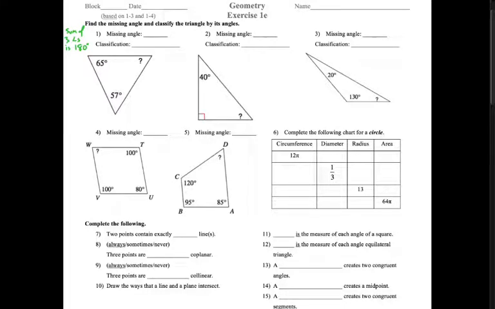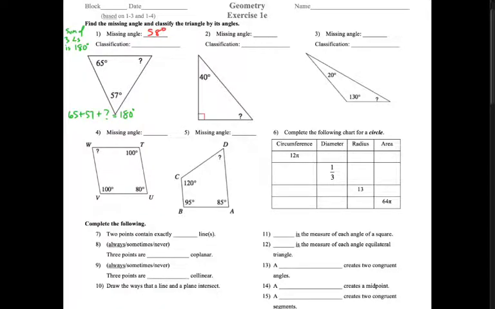All right, let me walk you through these questions that you need to know. What is the missing angle of a triangle? Well, the three angles of the triangle will add up to equal 180 degrees. So 65 plus 57 plus what equals 180? Use a little bit of subtraction, you get 58 degrees.